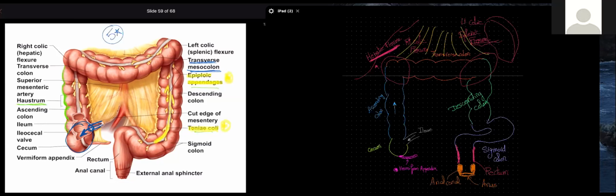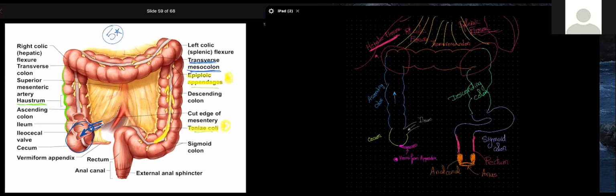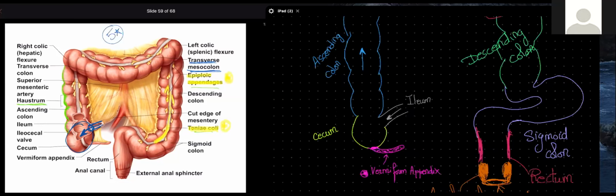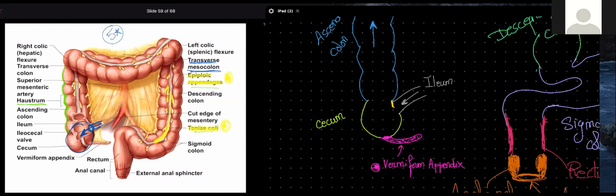A very important structure that we've mentioned earlier is going to be the valve that will be located between the ileum and the cecum, which allows a unidirectional movement of the feces from the ileum to the cecum and prevents its backward movement. So the valve located between the ileum and the cecum is my ileocecal valve.